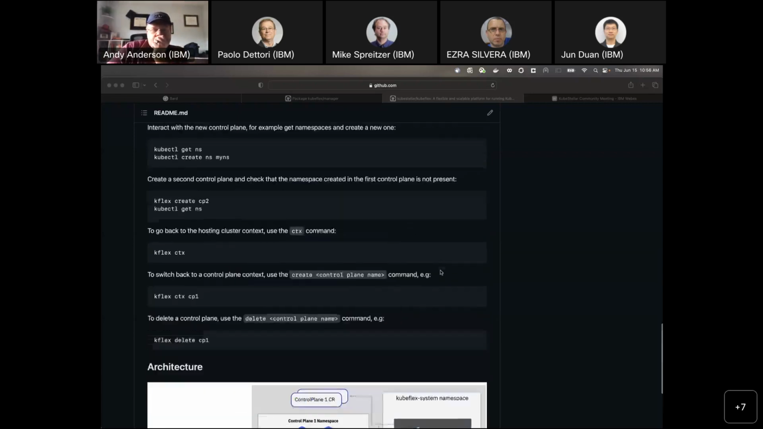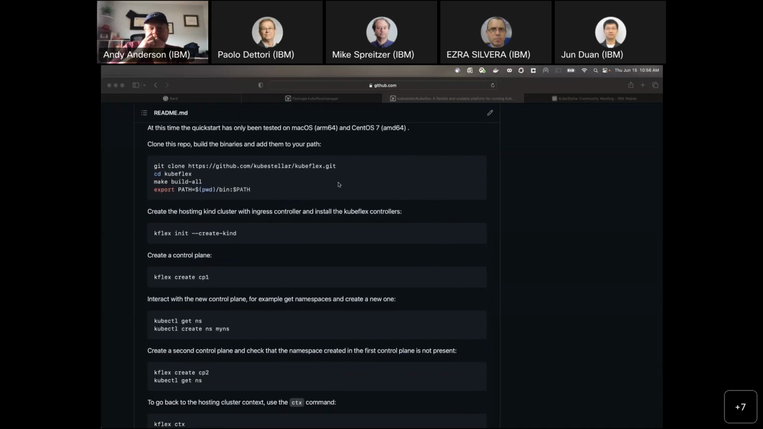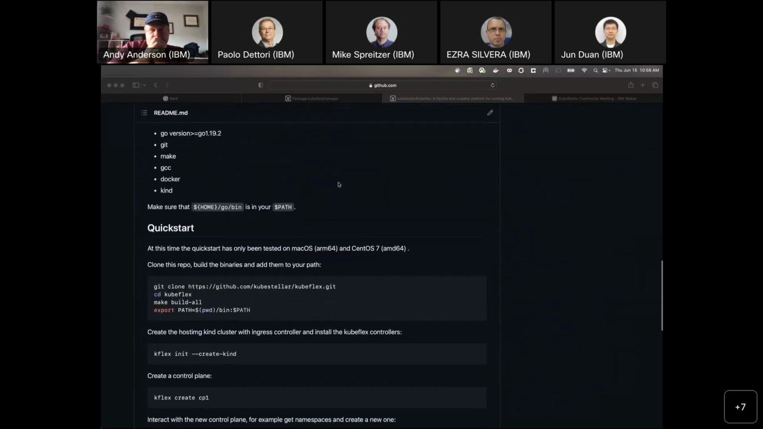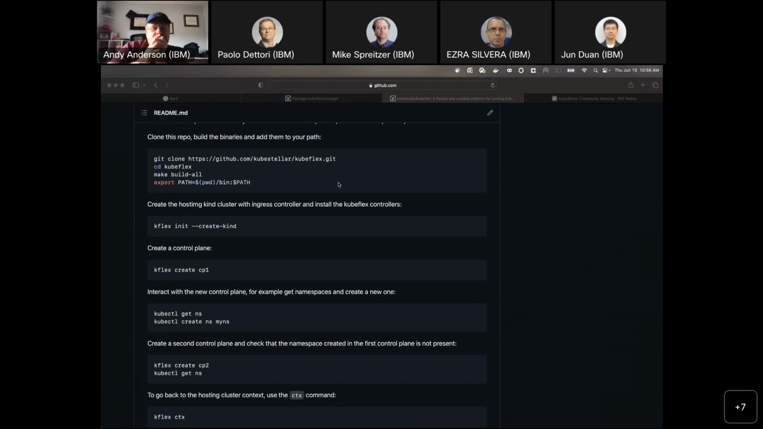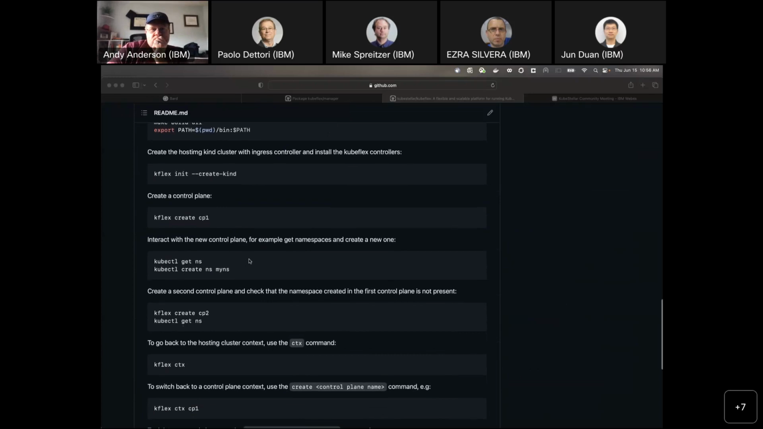And the experience for anybody who wants to try is very simple. By the way, these instructions are probably changing today, because now we actually have a fast release. You can just try the release, but for now, you just build the CLI, and if you have kind installed, you just run this command, init create kind, and then you can create a control plane, and your current context will be set to point to that API server, and then you can start doing things like creating a namespace or interacting with that control plane that you just created.